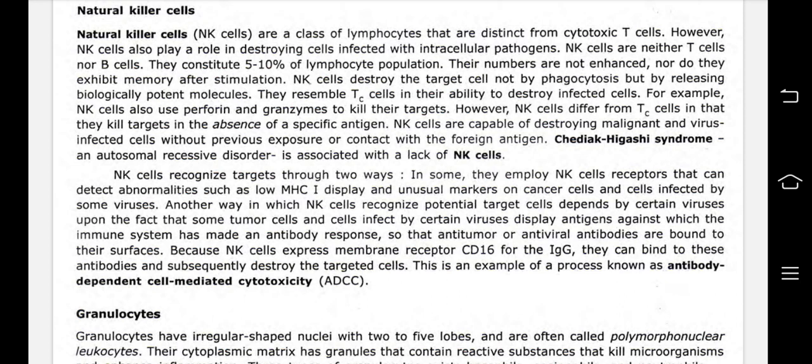Because NK cells express membrane receptor CD16 for IgG, they can bind to those antibodies and subsequently destroy the targeted cells. This is an example of a process known as antibody-dependent cell-mediated cytotoxicity, or ADCC.